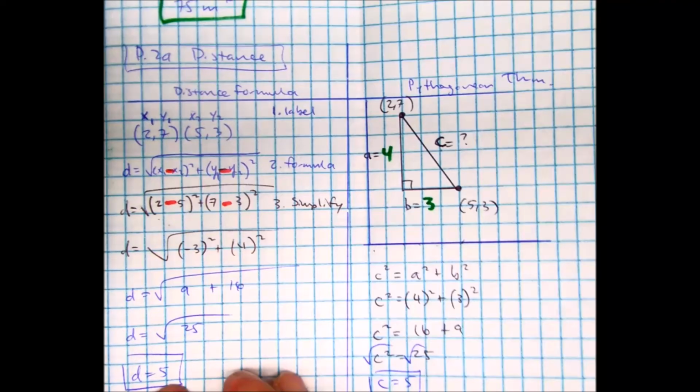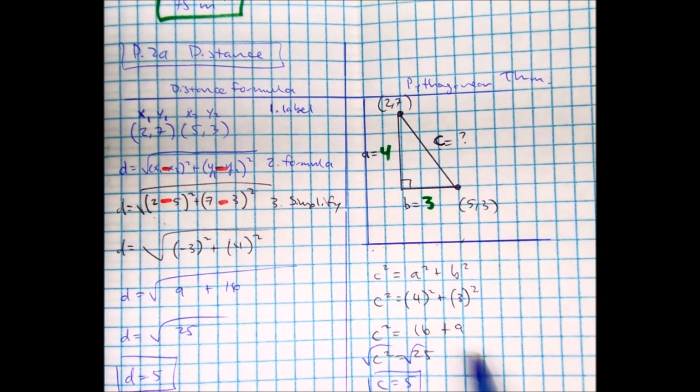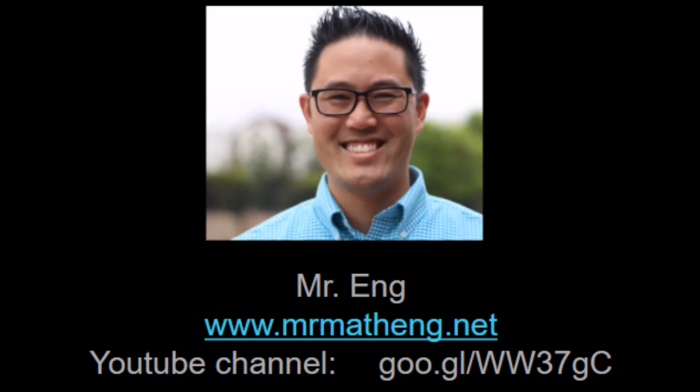So you can use either of these methods to find the distance between these 2 points. I recommend the Pythagorean theorem. The only hard part is drawing the triangle. I love math. You don't love math? What's wrong with you?